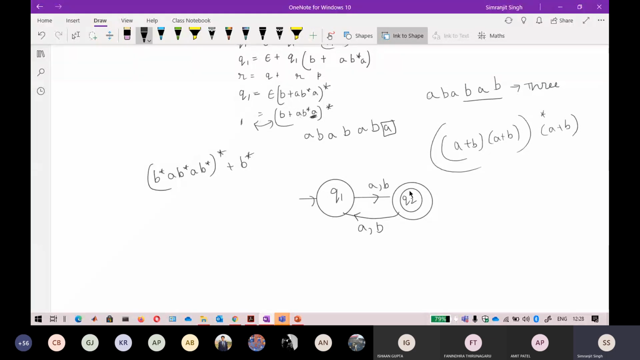Okay, so there is only one final state, so I think you can apply it. If there are more final states, like q2 is a final state and q3 is also a final state, then what we have to do is extract the expression for the answer from q2, and extract the expression for the answer from q3. Okay, so we just extract them and put a plus in between. So that is how your solution will work for Arden's method.